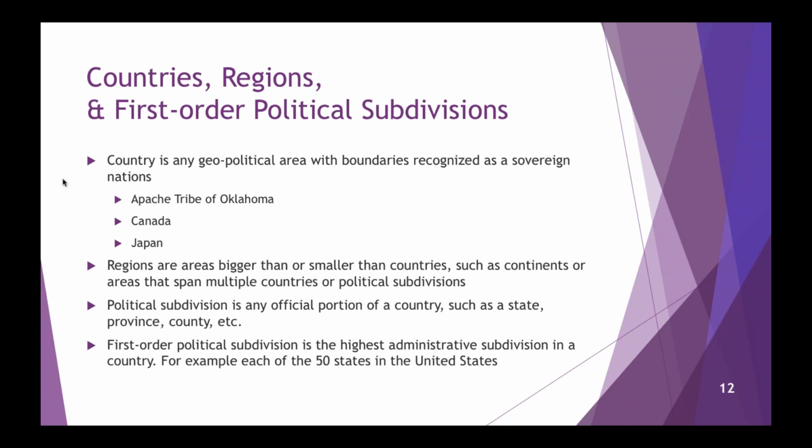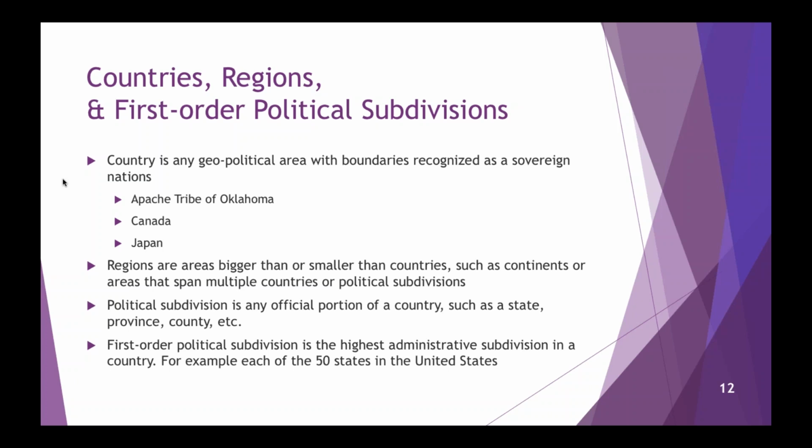A country is, so we're just going to go through some basic definitions and set the scenario for all of this. A country is any geopolitical area with recognized boundaries that is a sovereign nation. So within the United States, we have Indian nations that are sovereign nations. The Apache tribe of Oklahoma, for example, is a geopolitical area. It is a country. Canada is a country. Japan is a country. So these things are all countries.